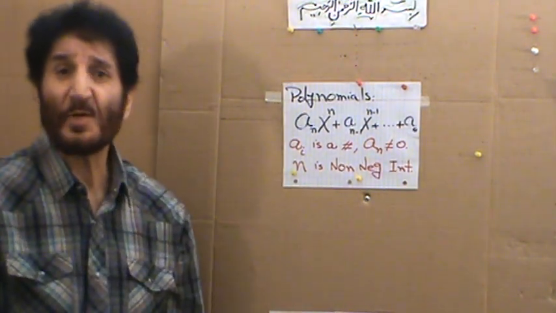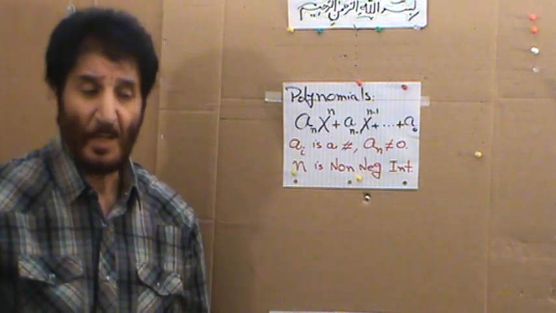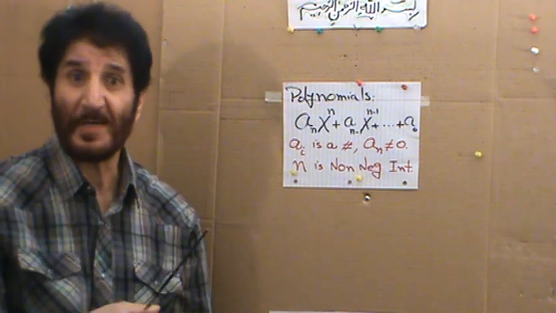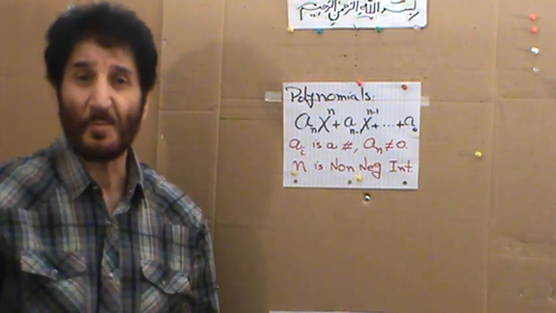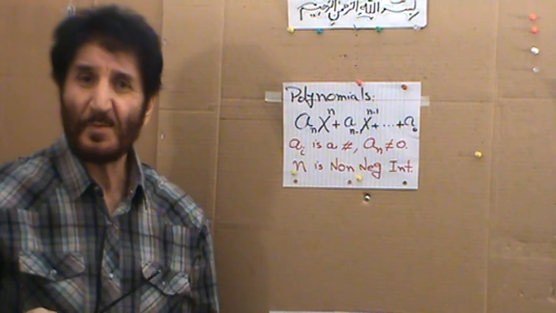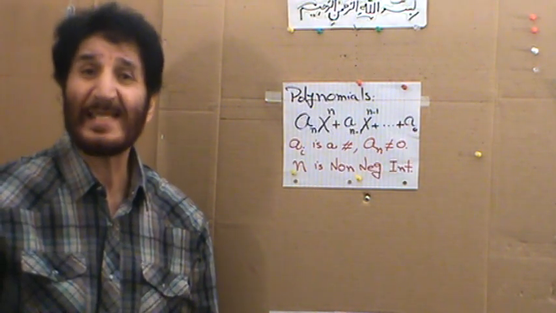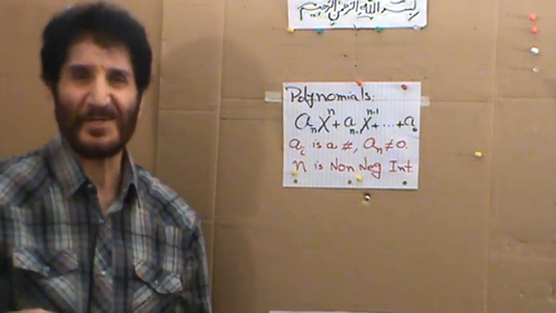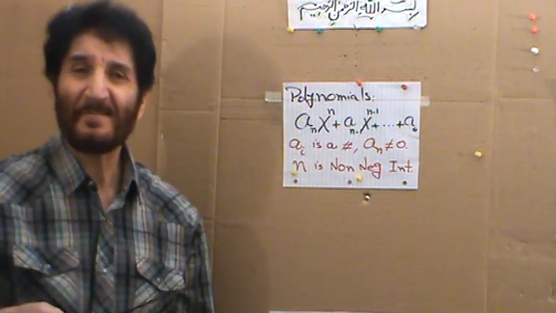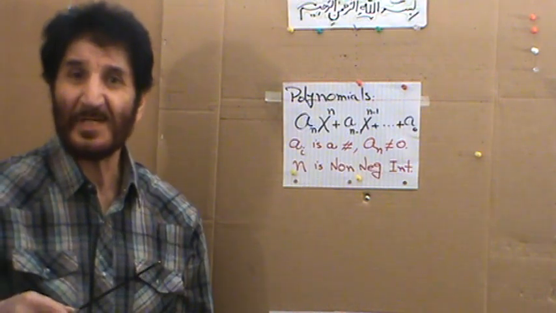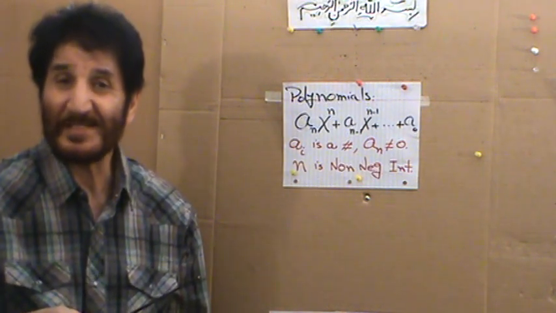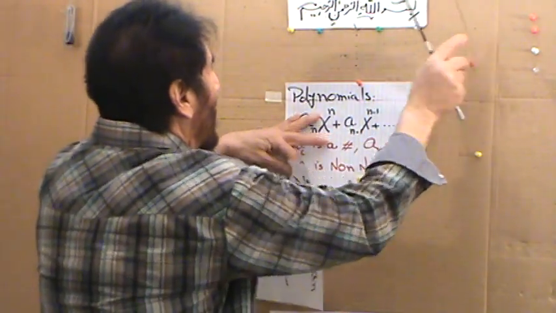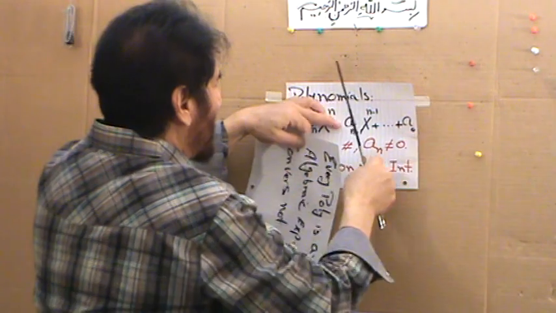Now, in this definition, I said that a polynomial is an algebraic expression. First we have to know what an algebraic expression is, so that we can fully comprehend the polynomial. Every polynomial is an algebraic expression, but the converse is not true, meaning that every algebraic expression is not necessarily a polynomial. Okay, now let me see what an algebraic expression is.